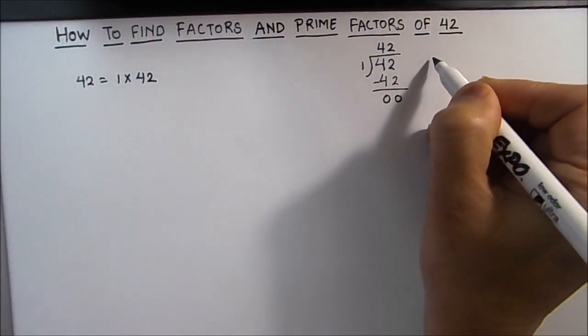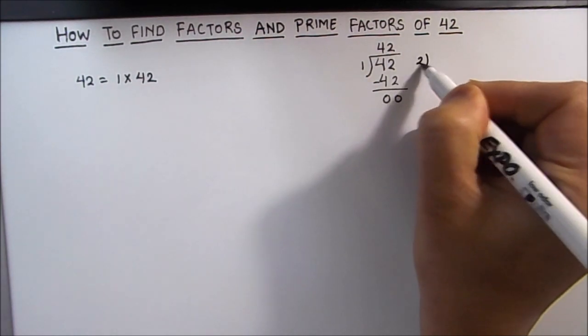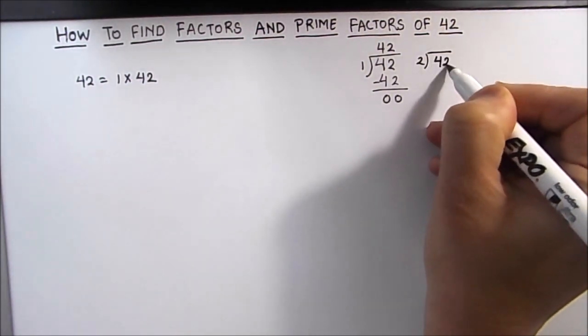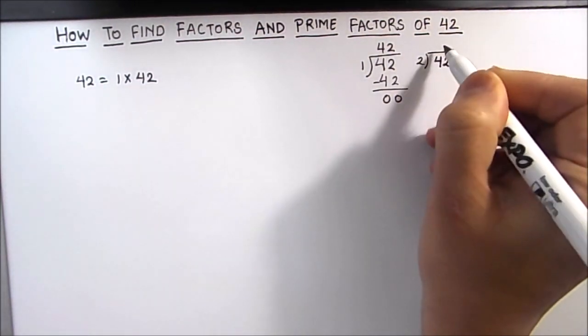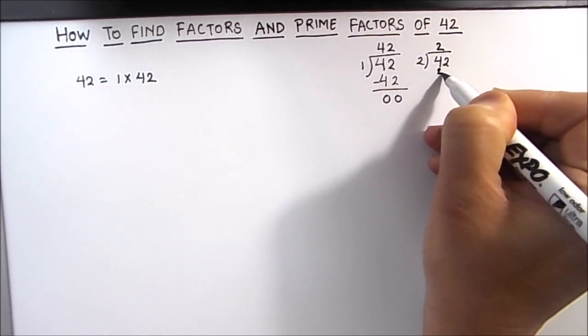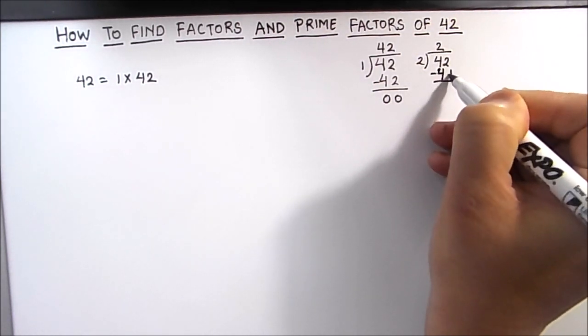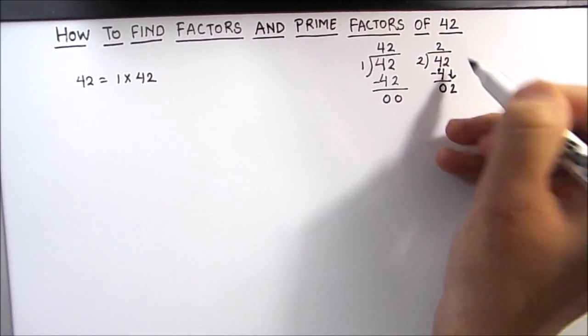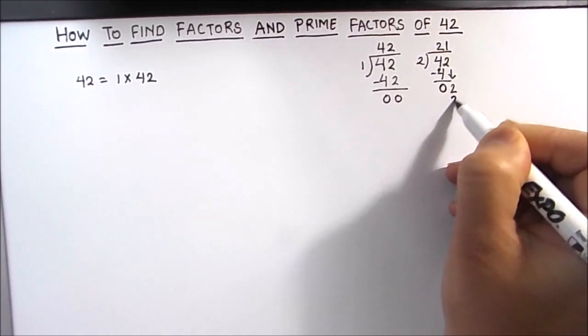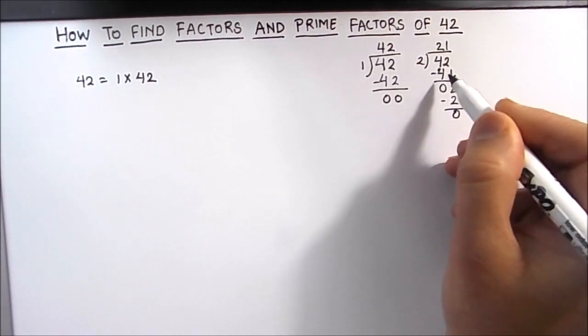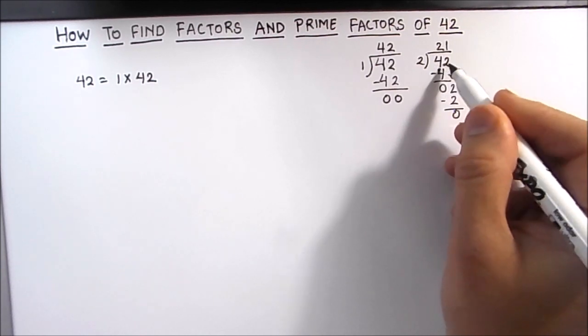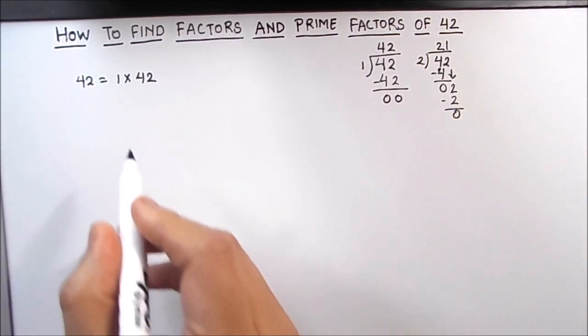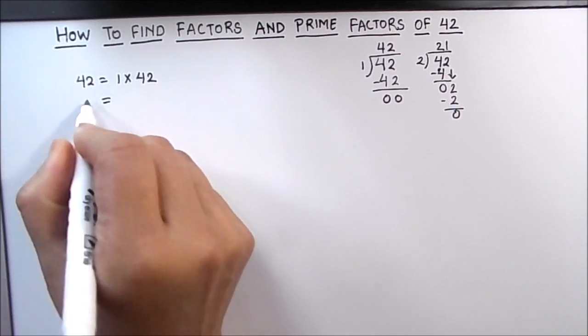Next, we'll divide 42 by 2. So 2 times 2 is 4. And then we'll drop down 2, and 2 times 1 is 2. As 42 is an even number, it is fully divisible by 2. We got two factors as 2 times 21.